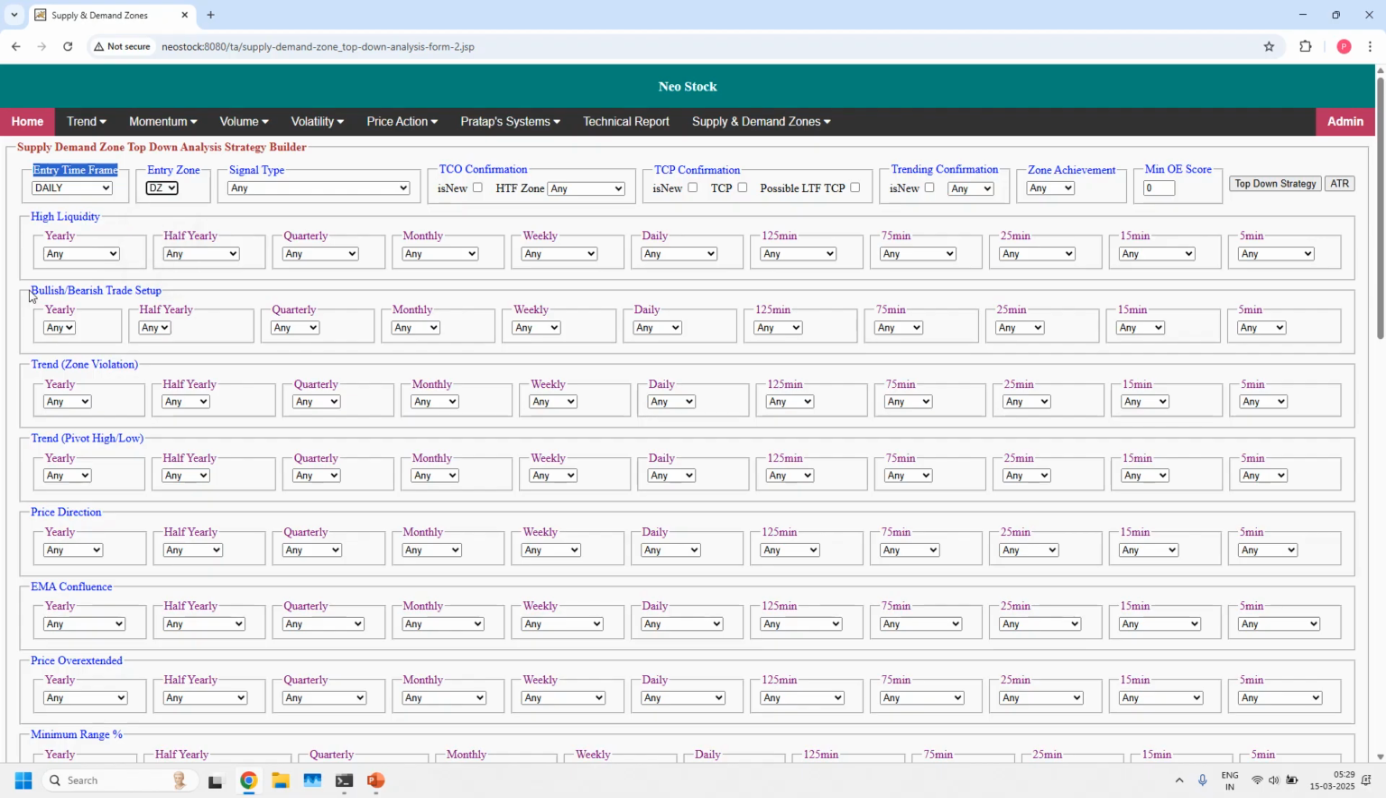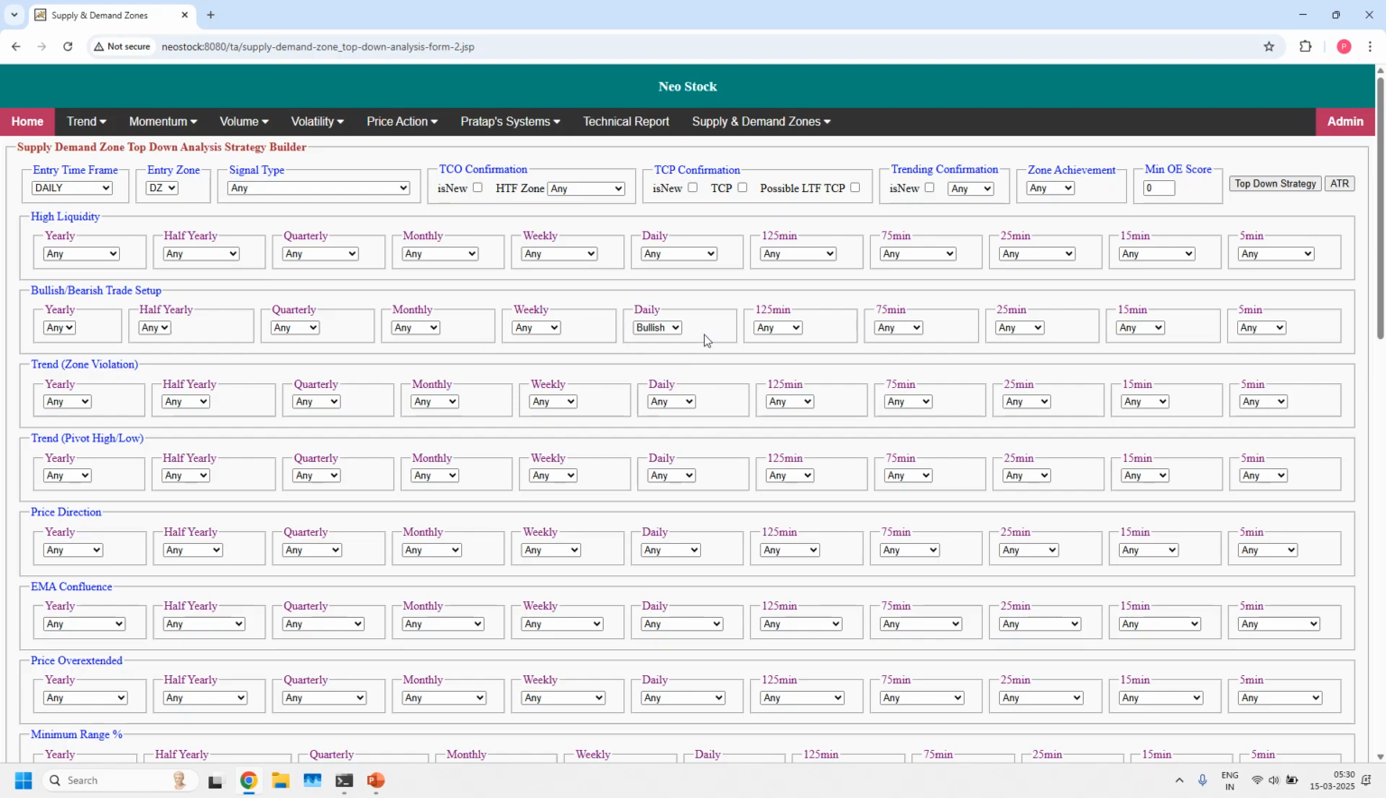We also have a parameter called bullish or bearish trade setup. We should inform the software to generate bullish trade setup based on our entry time frame. What is your entry time frame? Daily, so select the daily parameter. In the daily, you have two filter options, bullish and bearish. Now we are generating bullish trade setup, so select bullish.